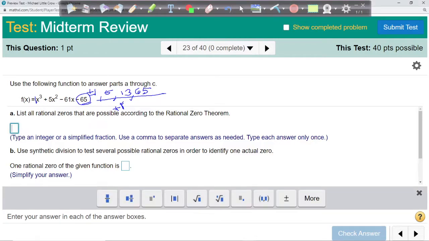So we just go through and -1, +1, -5, +5, -13, +13, -65, and +65. So those will be all the possible rational zeros.